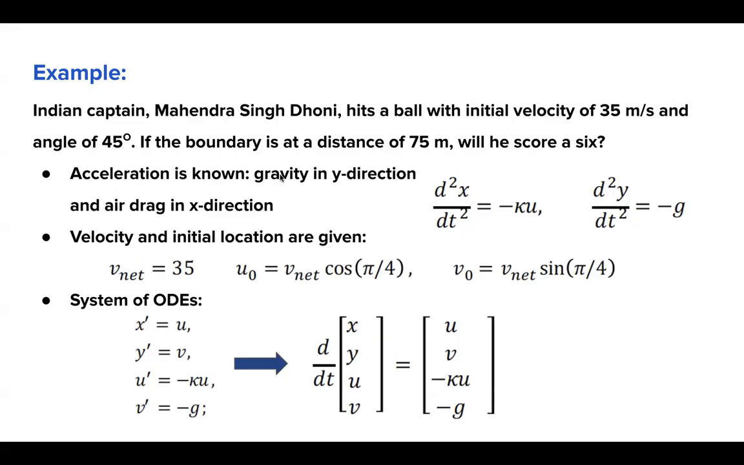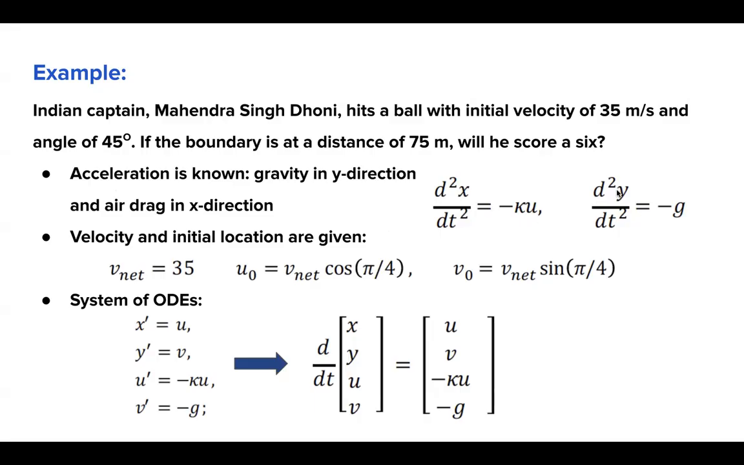So there are two kinds of acceleration. One is due to gravity and the other is due to the air drag. Due to the air drag, you have acceleration in the x direction, and that is given as d squared x by dt squared equals minus k u, where u is nothing but the horizontal velocity, which is given as v cos theta. Whatever theta is, it will be v cos theta.